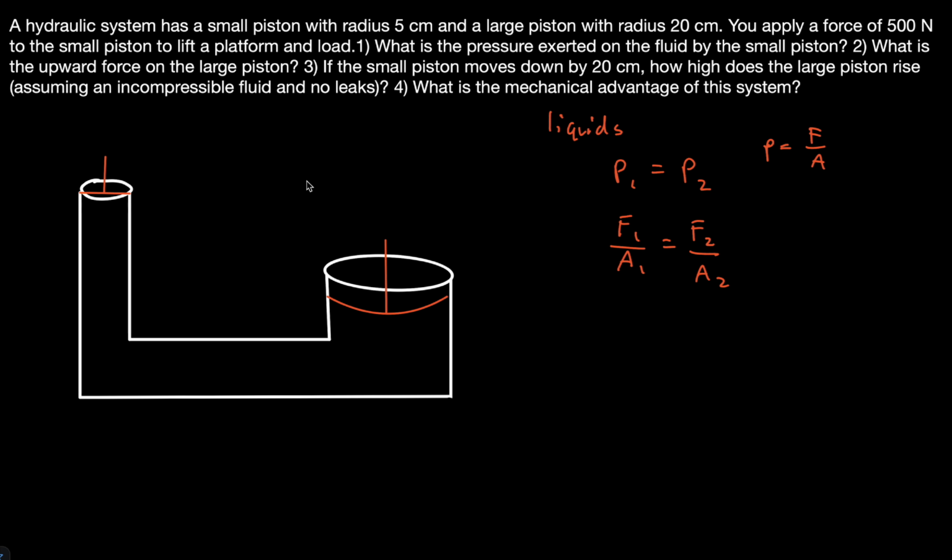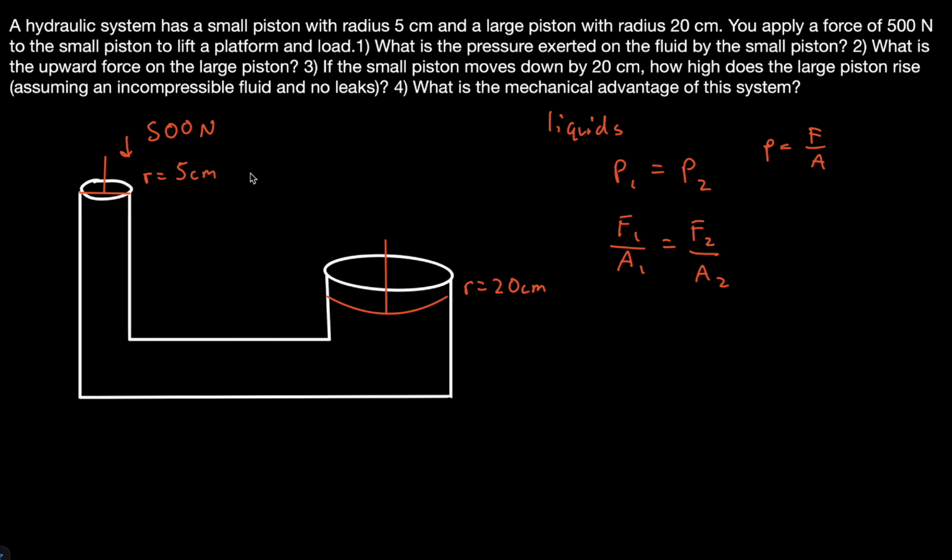So we know that our small piston has a radius of 5 centimeters. That's going to be important for trying to find our area. The large piston has a radius of 20 centimeters. Remember, we have radius, not diameter. And just as a refresher, radius is half of the diameter. Now, you apply a force of 500 newtons to the small piston. So now the first part of the question is, what is the pressure exerted on the fluid by the small piston?